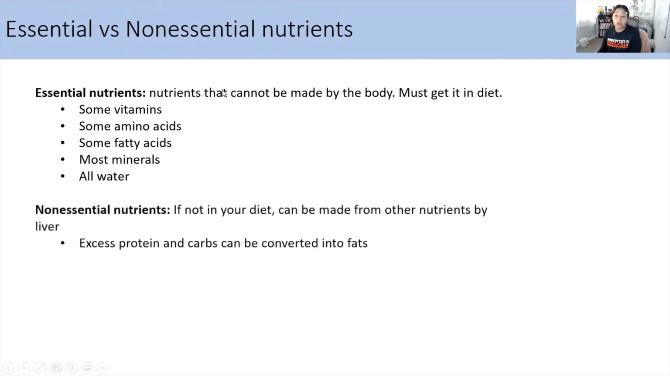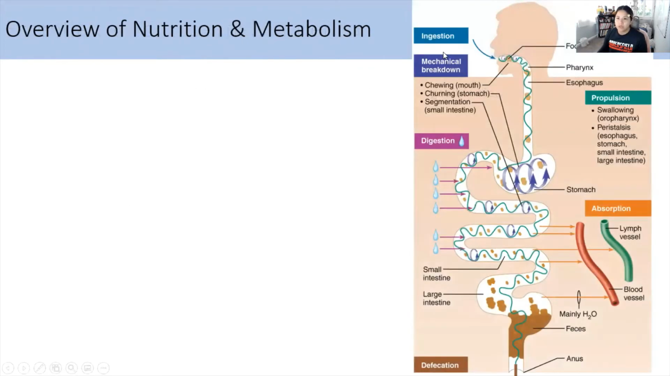Now, we will actually talk about specific examples of some of these essential nutrients at the end of the lecture. But non-essential nutrients are those that, if it's not in our diet, our liver does have the ability to convert what we have into those if we need it. So if we have proteins or carbohydrates in excess, our liver can convert some of that into fats that we need. Okay, that's an example. So just for now, just know the difference between an essential versus a non-essential nutrient.